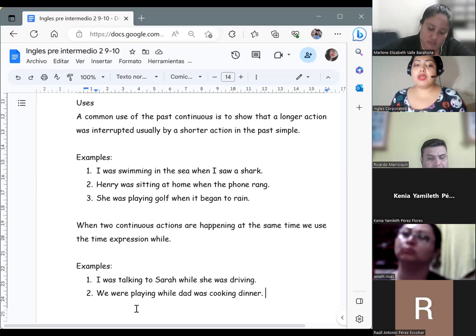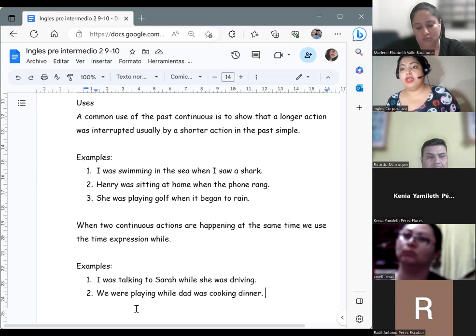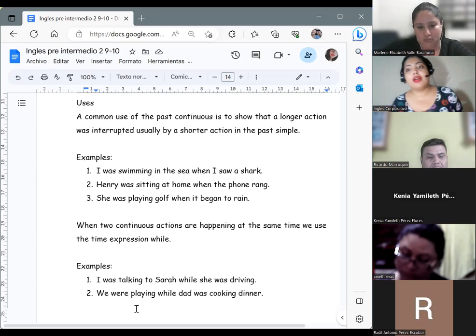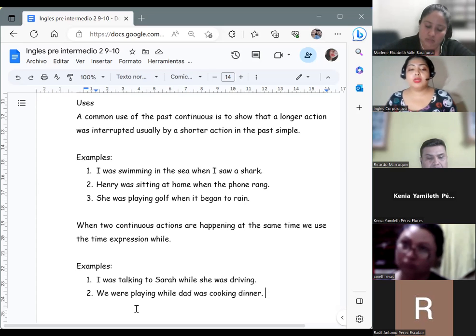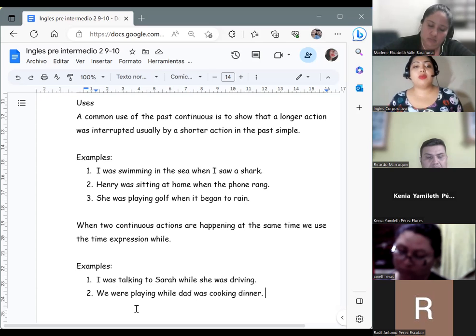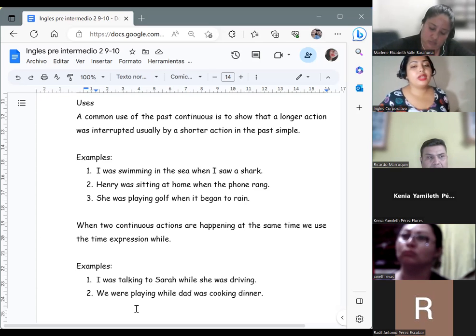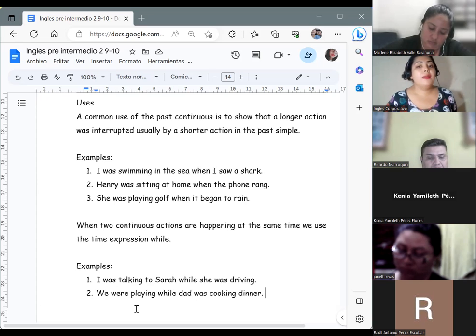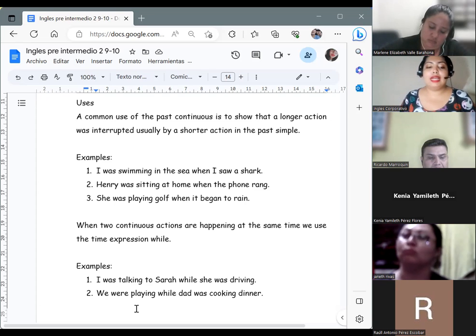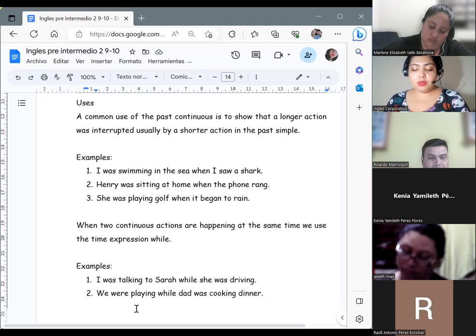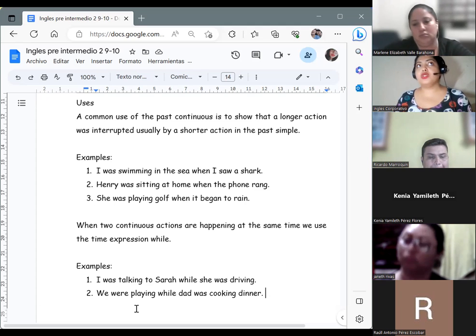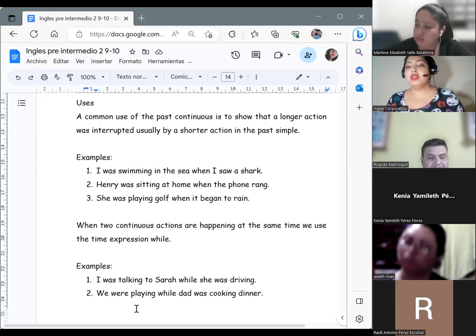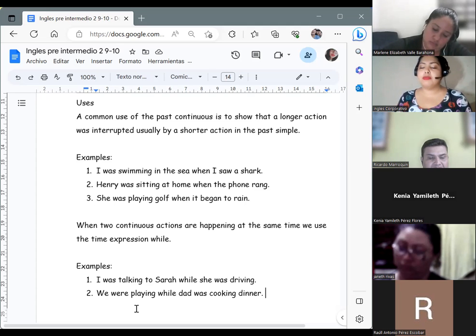En el caso de la primera, I was talking to Sarah. Esto estaba hablando con Sarah while, mientras Sarah was driving o mientras ella estaba manejando. Y en la segunda, we were playing, estuvimos o estábamos jugando, while Dad was cooking dinner, mientras papá cocinaba la cena. So in that case, in which we are going to use the two continuous verbs, we are going to add a while in the middle of those actions.